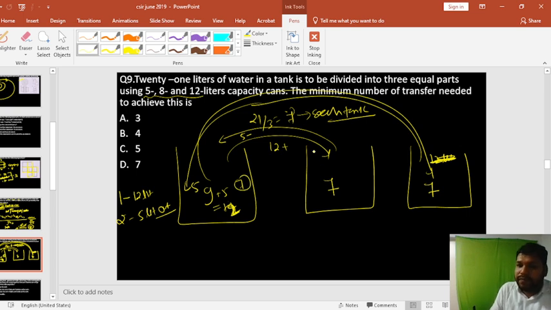Then how many trials have we done? So 1, 2, okay, again this 12 liters here 3, again 5 liters we are taking out 4. So you have to do a total of 4 steps to make it 3 parts of 7.